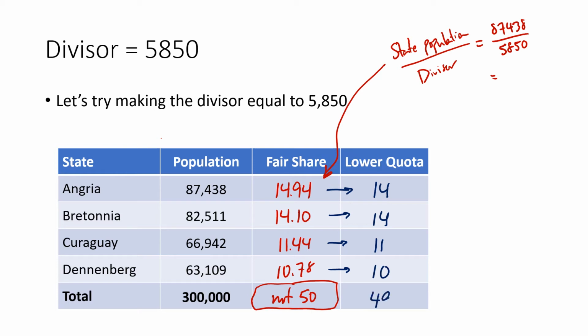Now, it ended up being better, right? So it's 49, which is closer to what I want, but not close enough. So I need to make the divisor smaller still, right? So going from 6,000 down to 5850 helped. Now I only have one excess seat, but it didn't help enough. So I need to make the divisor even smaller.